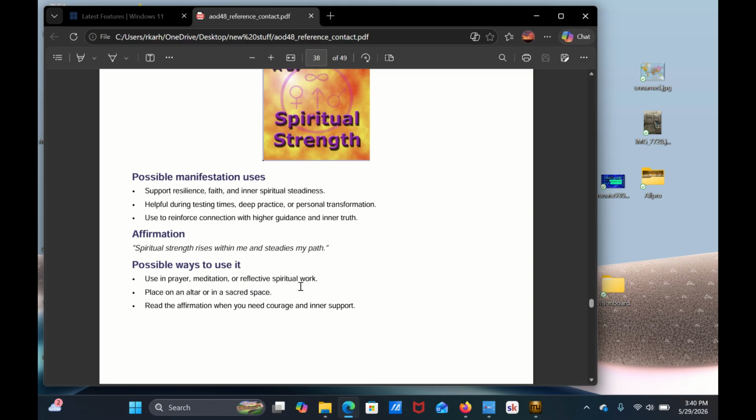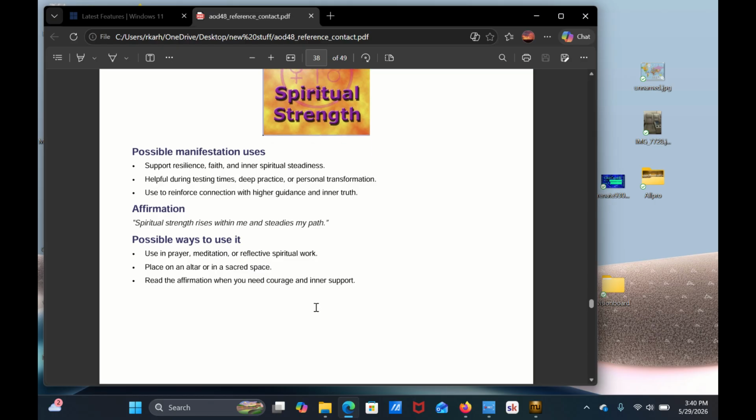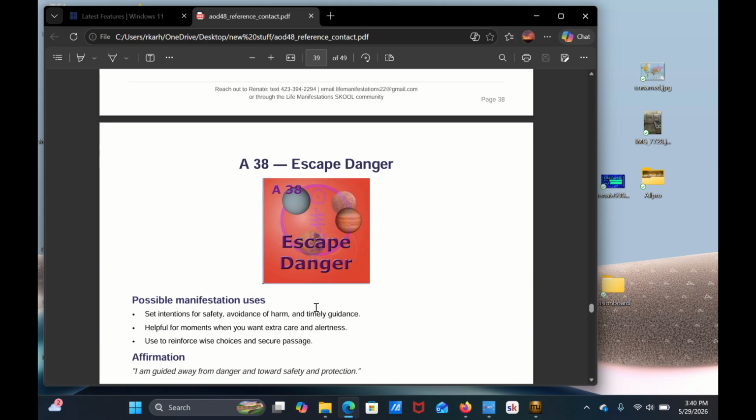Use in prayer, meditation, or reflective spiritual work. Place on an altar or in a sacred space. Read the affirmation when you need courage and inner support.